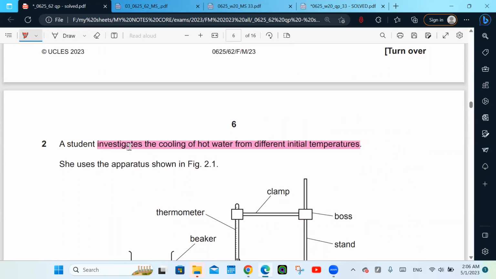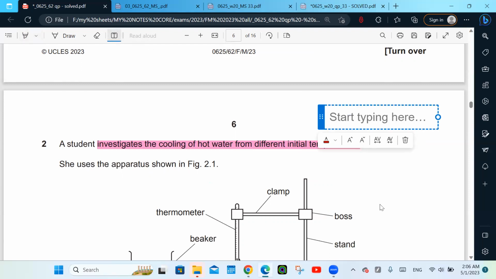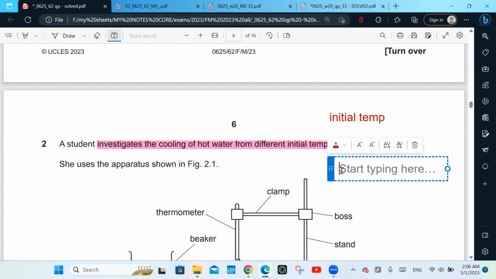The student investigates the cooling of hot water from different initial temperatures. So we need to make a relation between what? Between the initial temperature, which is the independent variable, the variable I will change. Okay, this is the independent variable here. I will change the initial temperature in both experiments, and see how the initial temperature affects the rate of cooling.